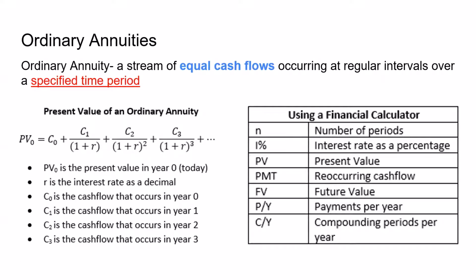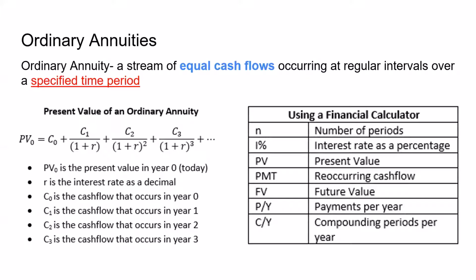There are two methods to solve for the present value of an ordinary annuity. The first is with the formula method written on the left. This formula says that the present value in year 0 is equal to the cash flow in year 0 plus the cash flow in year 1 divided by 1 plus the interest rate. The denominator is to the exponent of the time period. So this 1 plus r is to the power 1 because this cash flow occurs in period 1. This pattern continues on for as many time periods as there are given in the question.